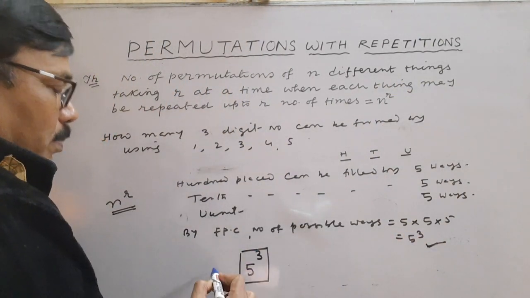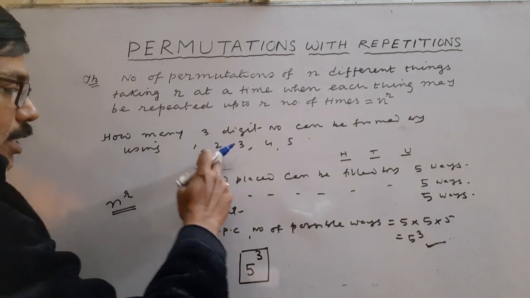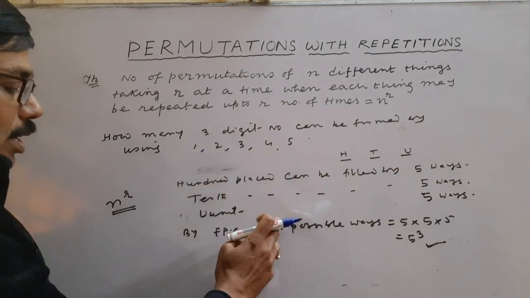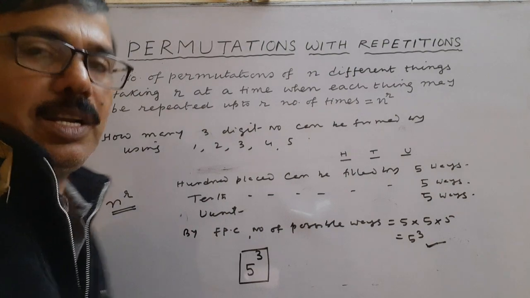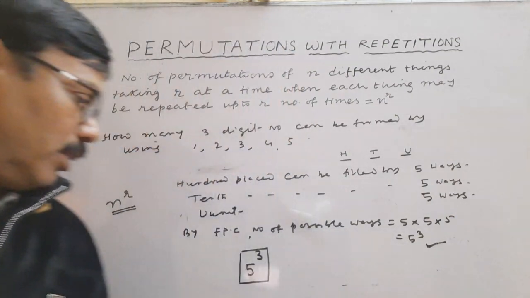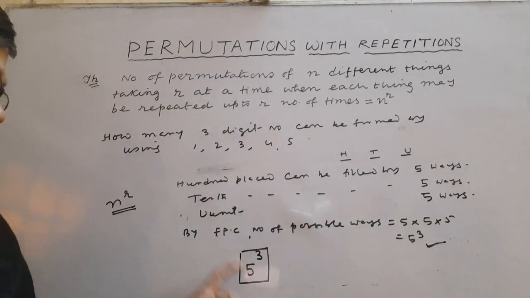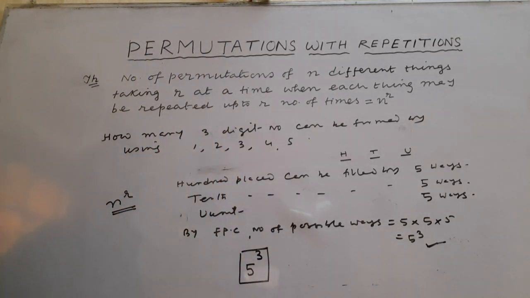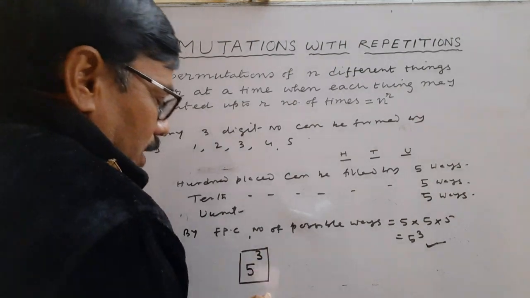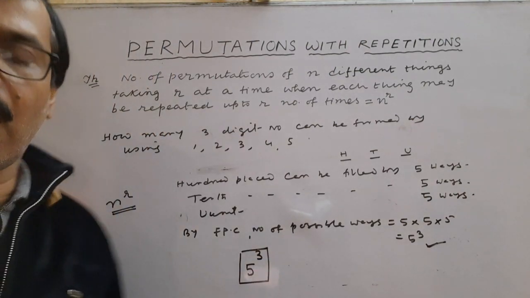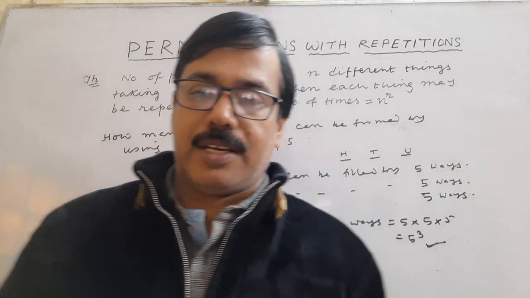And look, if you use the shortcut, how many digits? 5. How many gaps? 3. So 5 to the power 3. At the power is the number of gaps. Mind it, here if 0 is used, then it will be different. I will discuss it later.